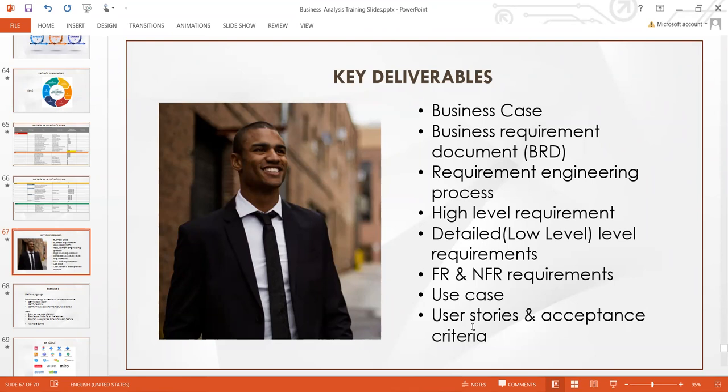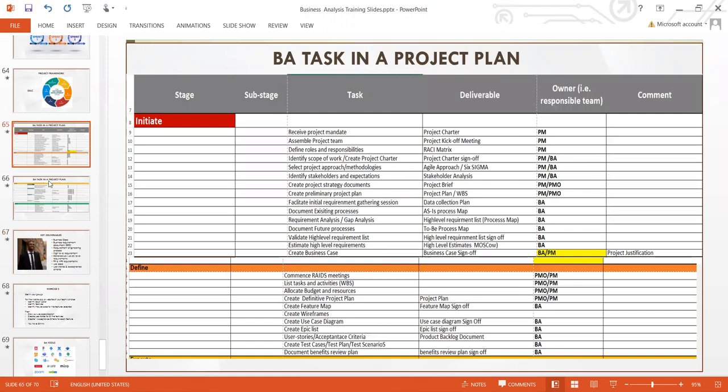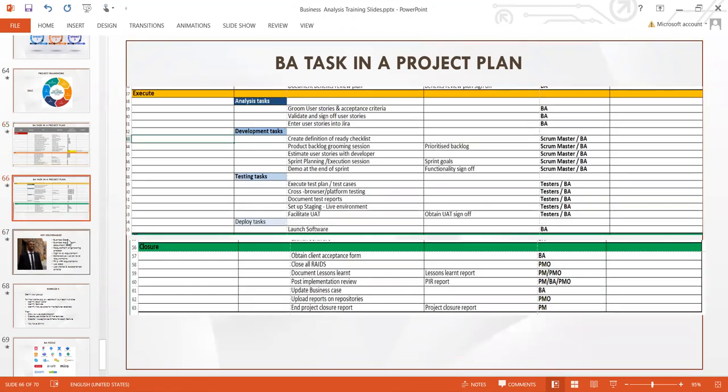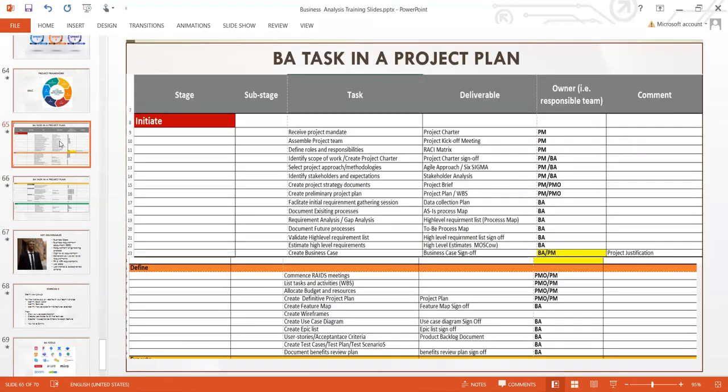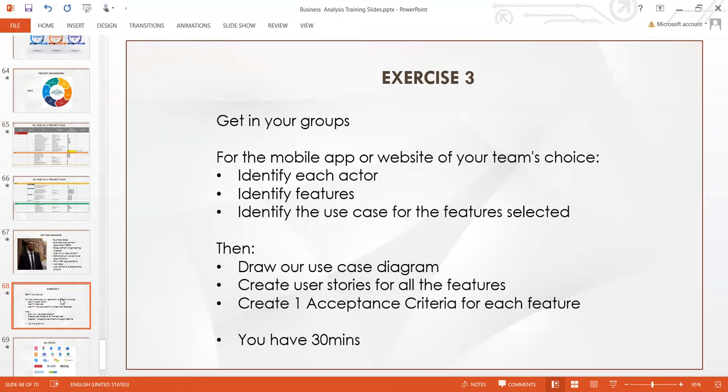But as you see, you need to follow it this way, because at times you might be requested to do more than this. That's why the detailed deliverables of the business analyst are here. And that brings us to the end of this particular topic or section.